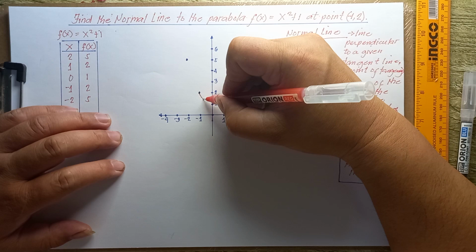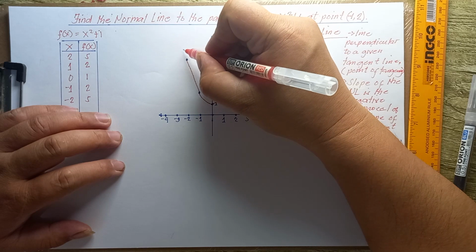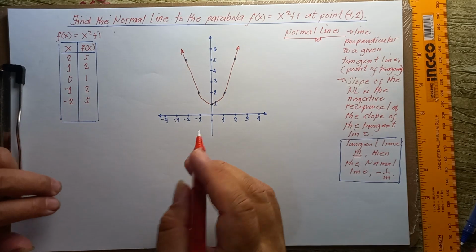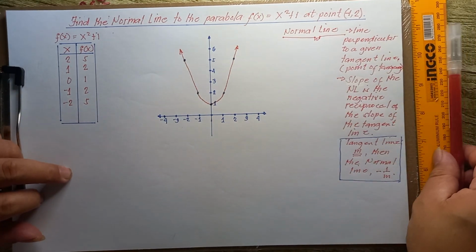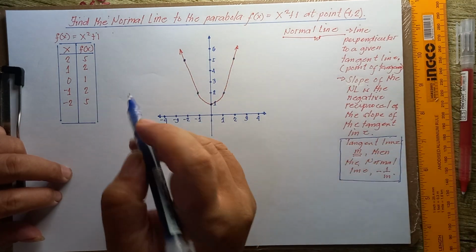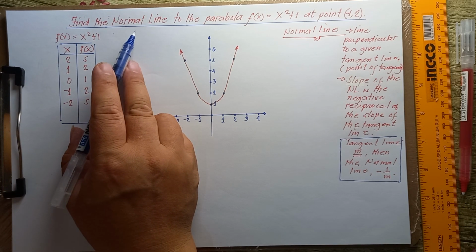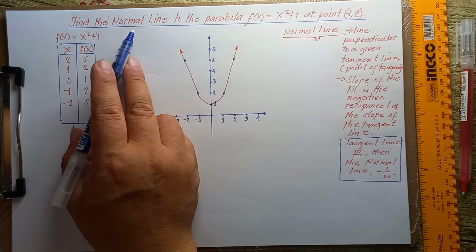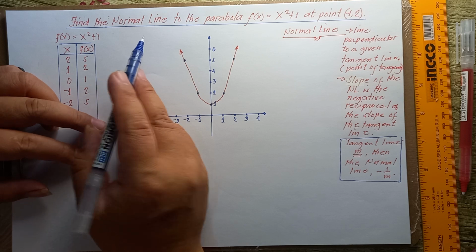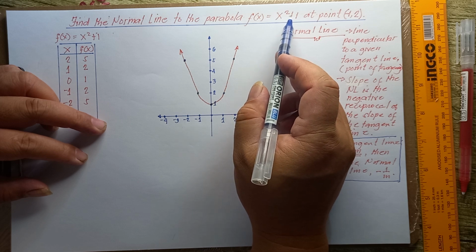So this is the graph of the parabola. Okay, notice that after plotting the parabola, of course, because we are talking of the normal line, before we get the normal line, we have to look for the slope of the tangent line, or we have to look for the tangent line to a given parabola f of x, which is the same as x raised to 2 plus 1.